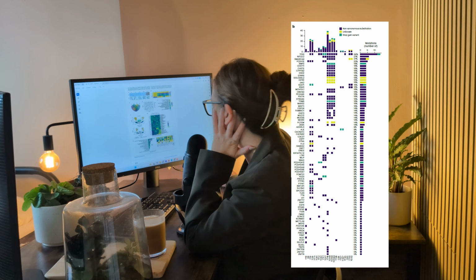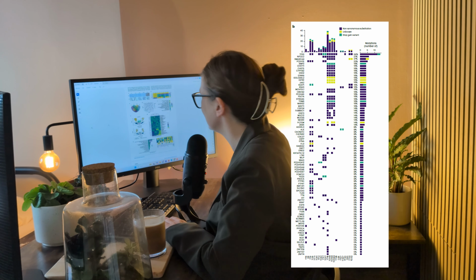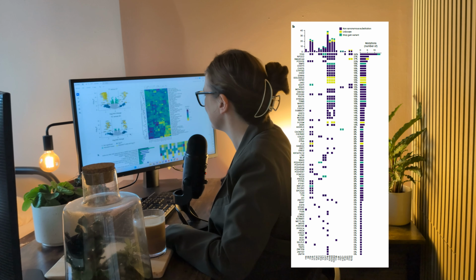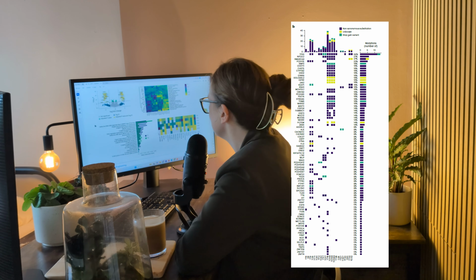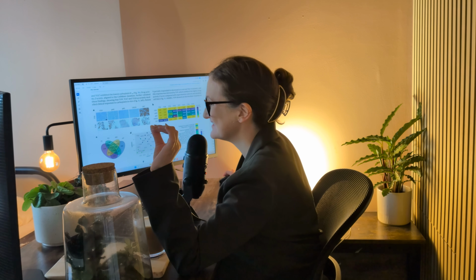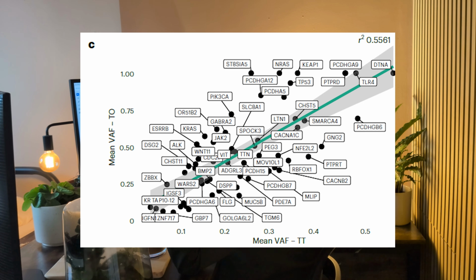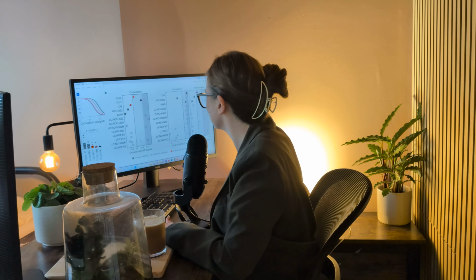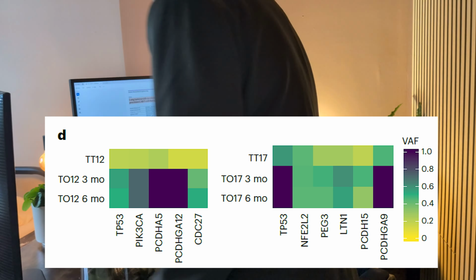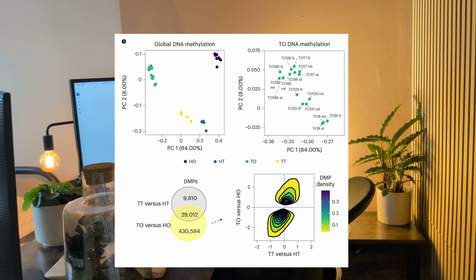In panel B, targeted DNA sequencing shows that tumouroids retain the key mutations present in their parental tumours, while healthy organoids lack cancer-associated alterations. Panel C compares variant allele frequencies between tumours and tumouroids, demonstrating strong correlation and preservation of intratumoral heterogeneity over time. Panel D tracks individual mutations longitudinally, showing genomic stability during extended culture.